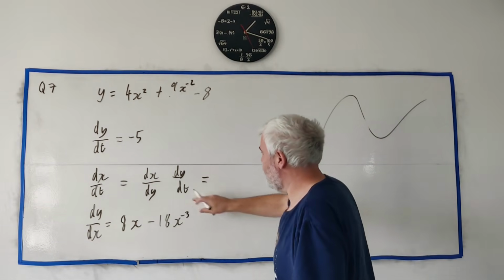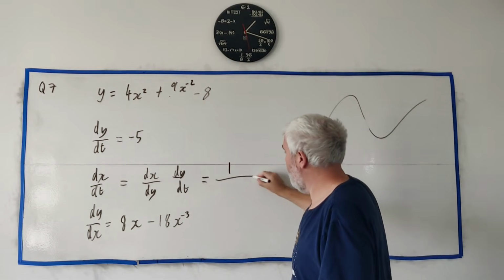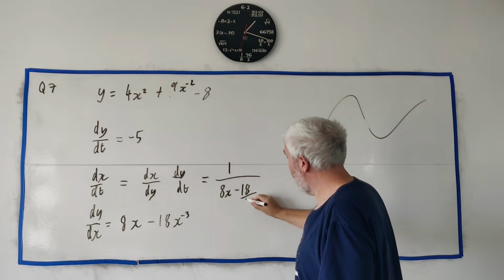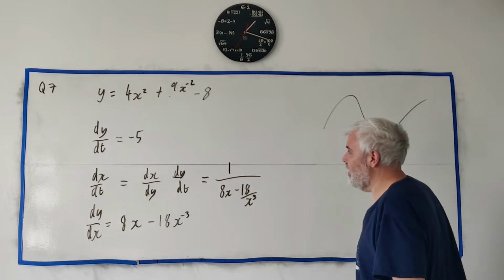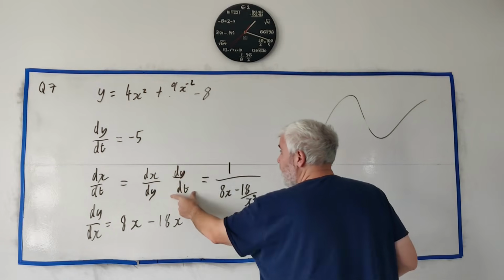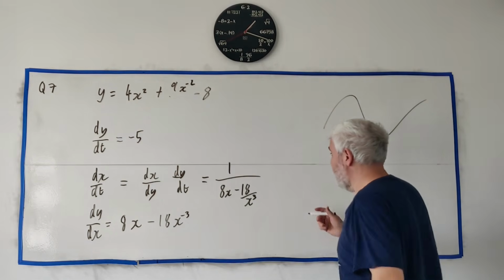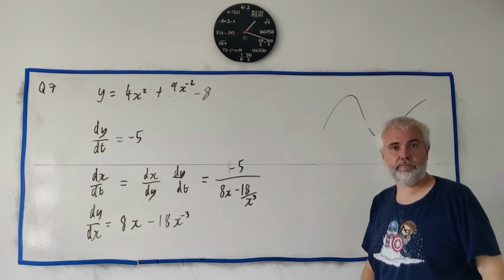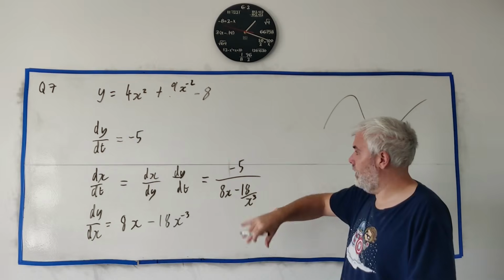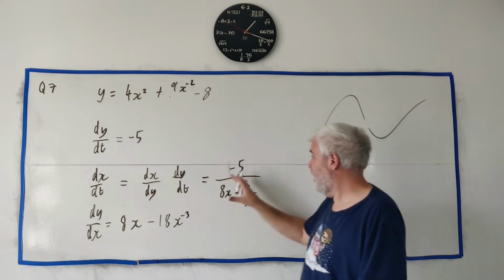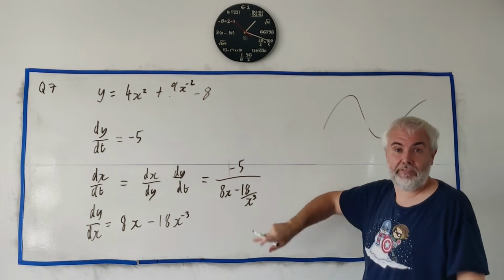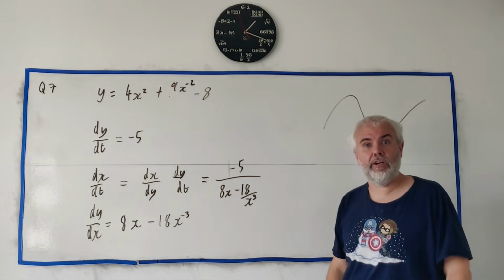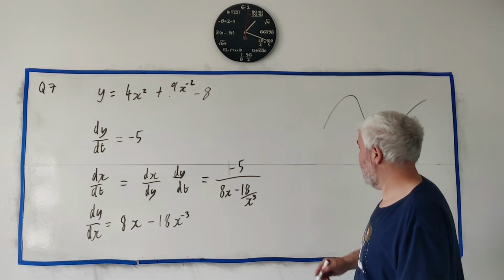So this is actually equal, this upside down, which is 1 over 8x minus 18 over x to the power of 3, multiplied by dy/dt, multiplied by minus 5. So we just put that up here, minus 5. You're pretty much finished. This is the rate of change of x. Is this at every moment of x? You tell me what x is, I'll tell you what the rate of change is. And they did tell us what x is. They told us x is equal to 2.